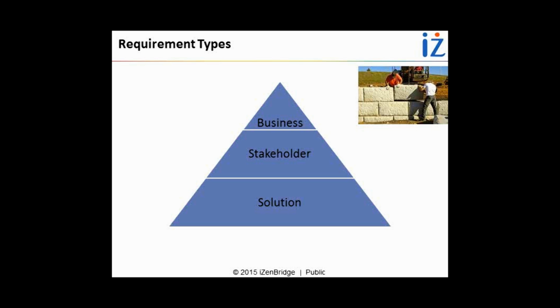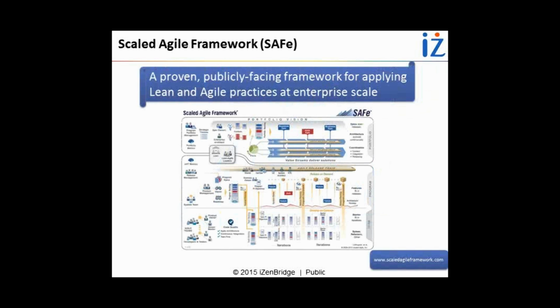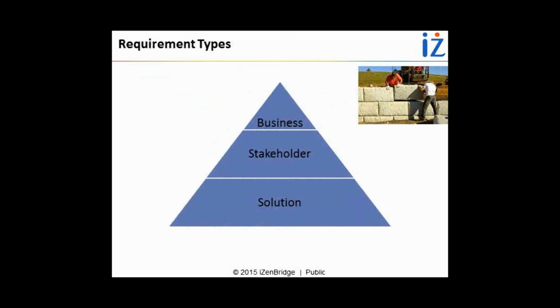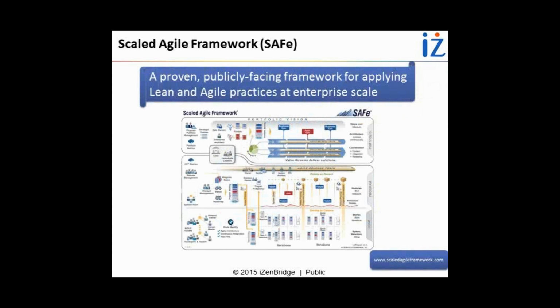We talk about business requirements, then we have an interaction with the stakeholders, and finally we come up with solution requirements. Now this particular webinar is about how this hierarchy is getting implemented in Scaled Agile Framework. That is the topic of this session. Before I talk about how it is implemented, I need to introduce a bit about Scaled Agile Framework. Scaled Agile Framework is a proven public-facing framework for applying lean and agile practices at enterprise level.